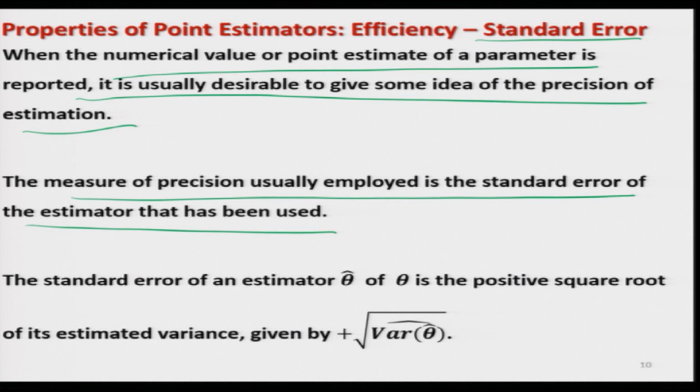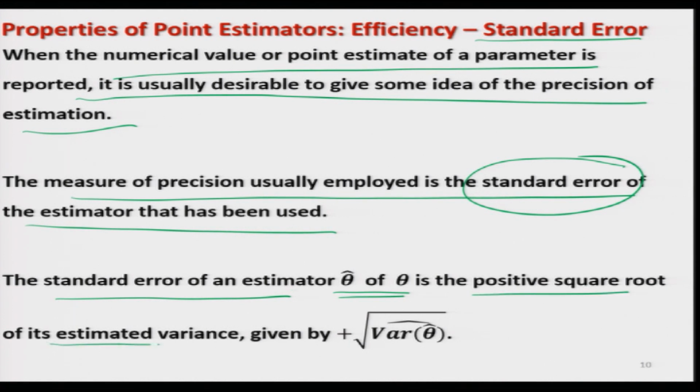Remember one thing: we are using the term standard error, not standard deviation. We already discussed in an earlier lecture the difference between standard deviation and standard error. The standard deviation is for the population value, and its expression will involve some population parameter, but the standard error is entirely based on the sample values. So, if I am trying to estimate a parameter theta by theta hat, then the standard error of theta hat is the positive square root of its estimated variance, that is, the square root of the estimator of the variance of theta hat.